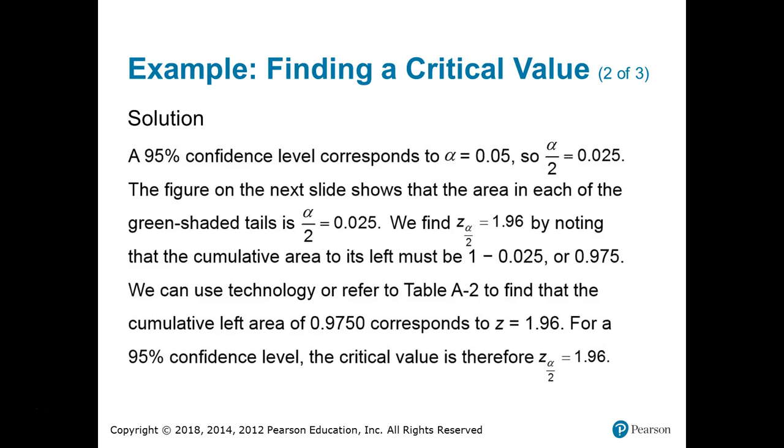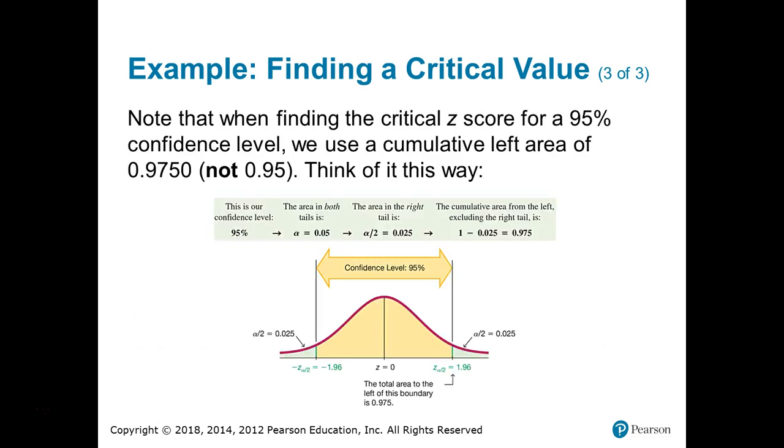Then you have to use table A2, and you will find that that corresponds to a z-score of 1.96. You can also use technology, and you'll find that for a 95% confidence level, the critical values would correspond to a z-score of positive and negative 1.96.